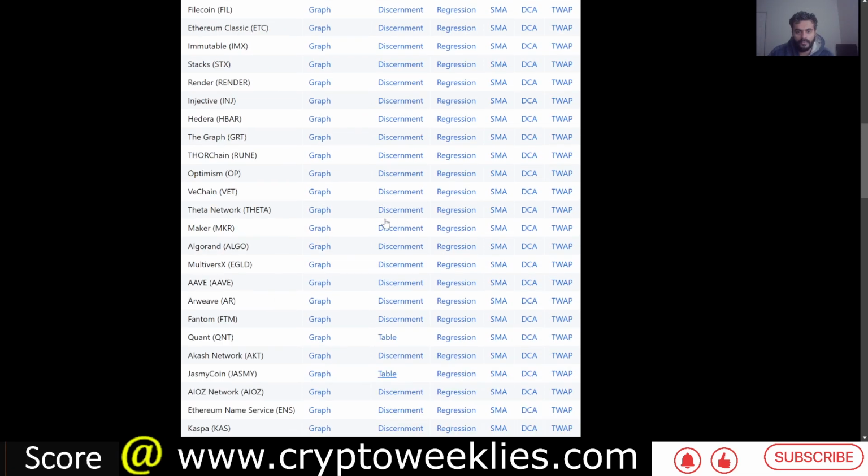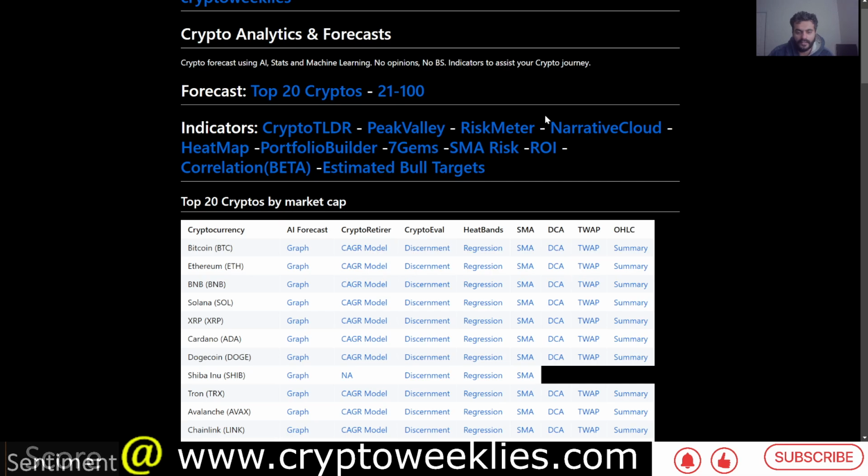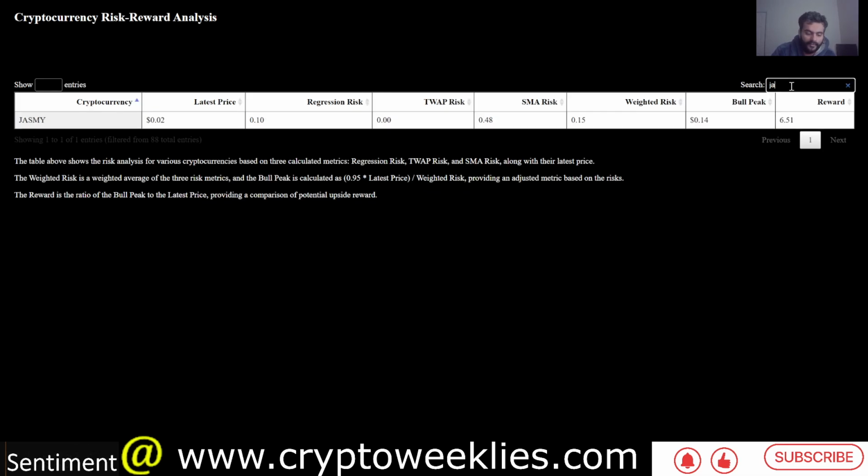To summarize all of these three models, we have an estimated bull target for Jasmy, which is a composite of the models that we discussed. The DCA model saying at around 10% risk, the time weighted at around 0% risk, the SMA model close to 50% risk, the weighted risk for Jasmy at around 15%, and the bull run peak based on the latest price and the weighted risk is at around 14 cents. That represents a reward of about 6.5x.